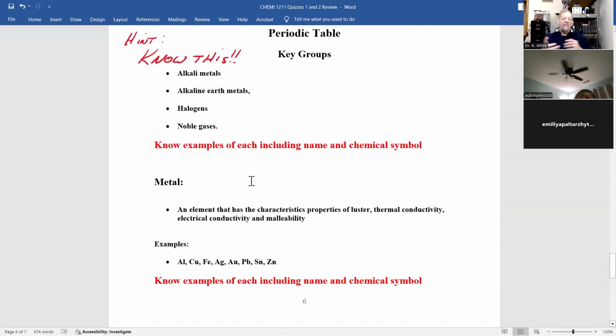Now, when we talk about substances, there's an important substance that we call a metal. And a metal is an element that has certain characteristics, physical properties. It has luster. That means you can shine it up like gold. It has thermal conductivity. It conducts heat.